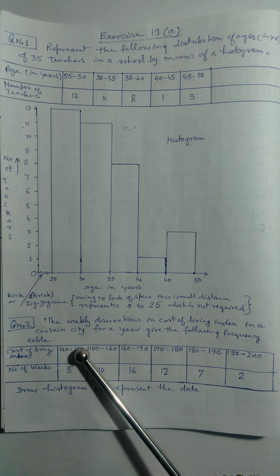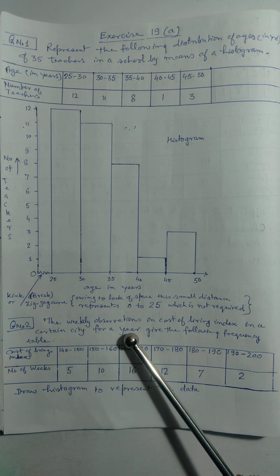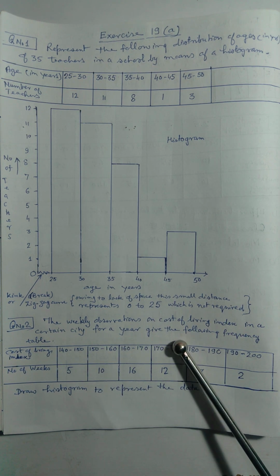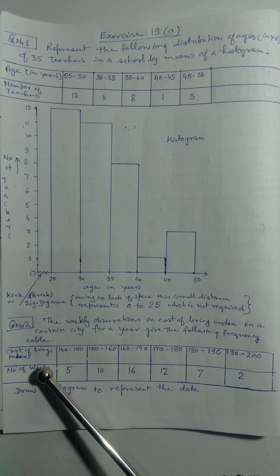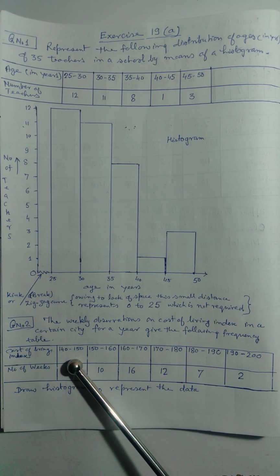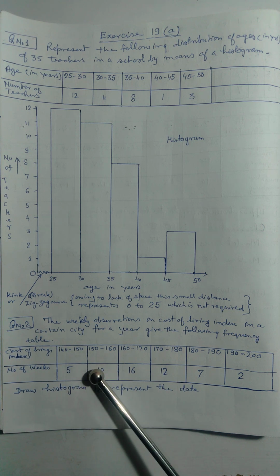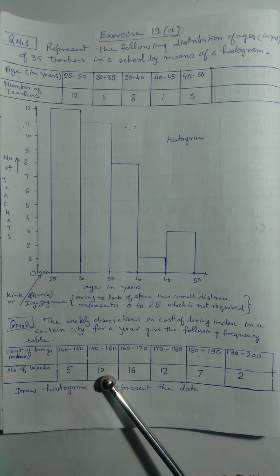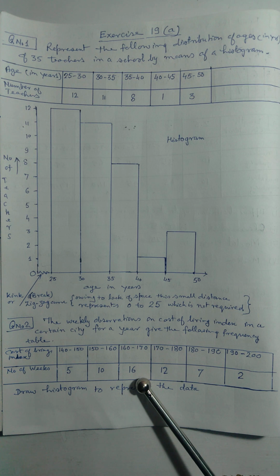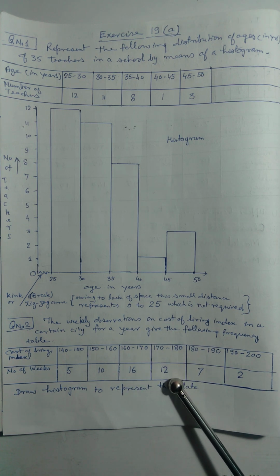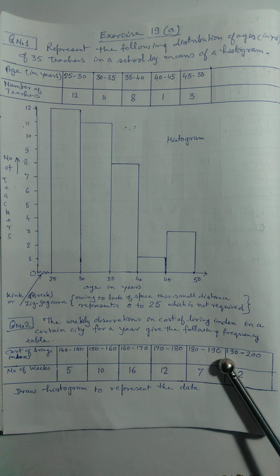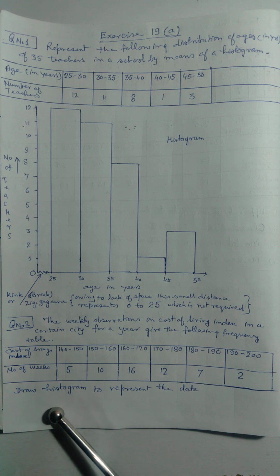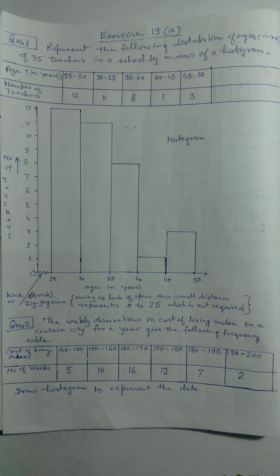Now come to question number 2. Weekly observation of the cost of living index in a certain city for a year gives the following frequency table. The cost of living index, that is 140 to 150, number of weeks is 5; 150 to 160, 10 weeks; 160 to 170, 16 weeks; 170 to 180, 12 weeks; 180 to 190, 7 weeks; 190 to 200, 2 weeks. Draw the histogram to represent the data.